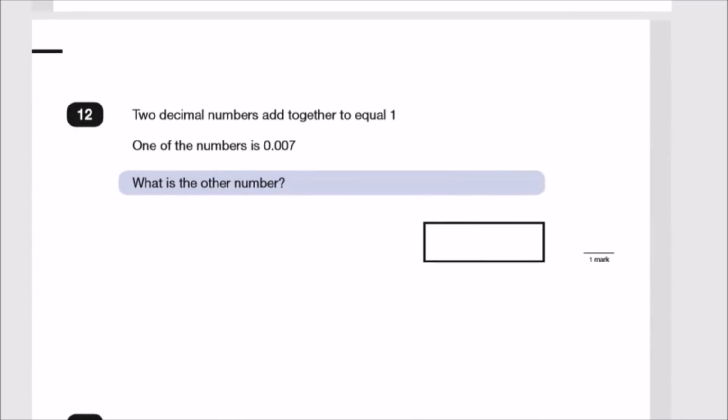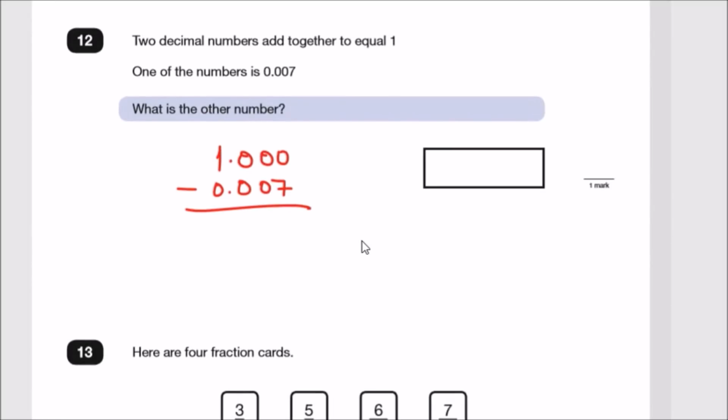Number 12. 2 decimal numbers add together to equal 1. One of the numbers is 0.007. What is the other number? Well, the way I do this, just subtract it, yeah? To make your life easy, 1.000 take away 0.007. You put the extra zeros so you can match the decimals.